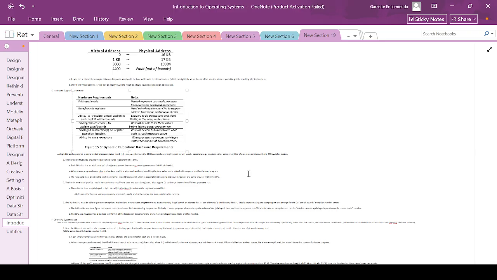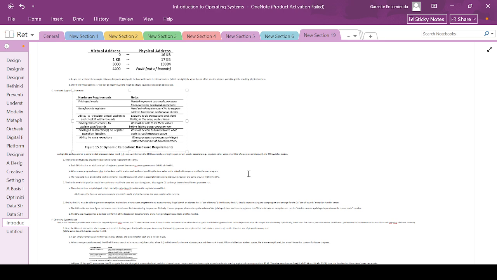Now, hardware support summary. We will start with the representation, hardware requirements, and notes. To support this dynamic relocation and this type of serving of memory, to achieve protection and flexibility, we need privilege mode. It's needed to prevent user mode processes from executing privileged operations, just like in an OS, right? So you still have this limited direct execution.